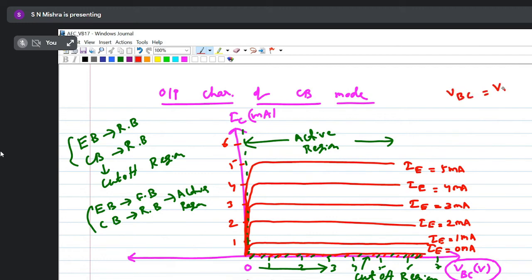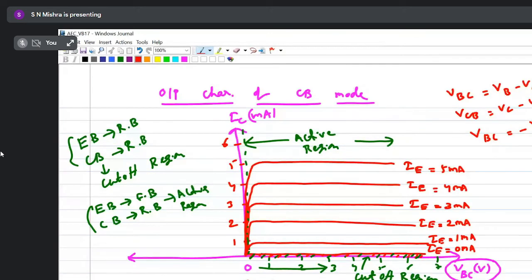VBC equals what? VB minus VC. VCB means what? VC minus VB, the potential difference between base and collector. So potential at base minus potential at collector. If I want to measure VCB with respect to collector, then VC minus VB. So if I write VBC, that will be minus of VCB or not?